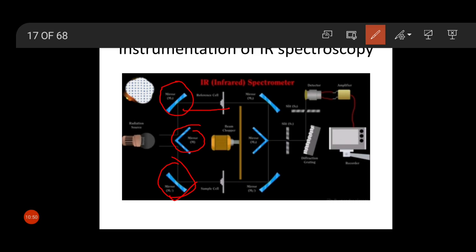At the same time, mirror M1 dash, that means this mirror, will reflect the radiation towards the sample cell, and some radiation will pass through the sample and some radiation will be absorbed by the sample. So the intensity of the passed radiation will be decreased. Now when the radiation reaches the beam chopper, it alternately sends the reference and sample radiation towards the mirror M2 and M2 dash.